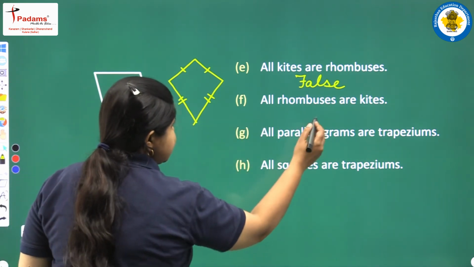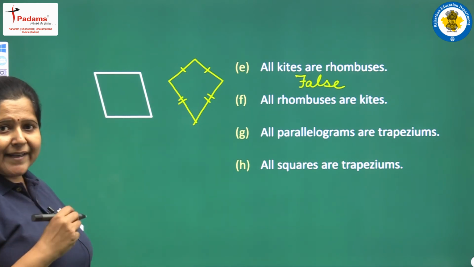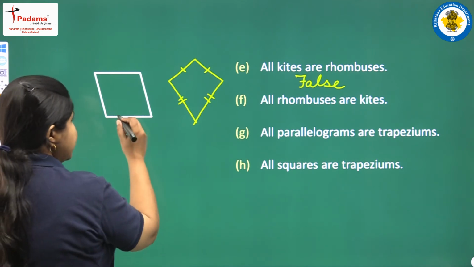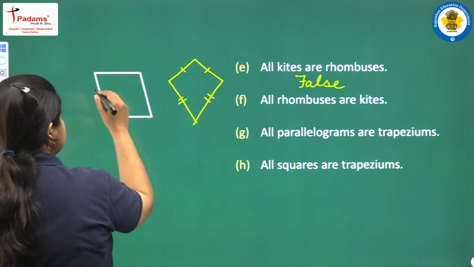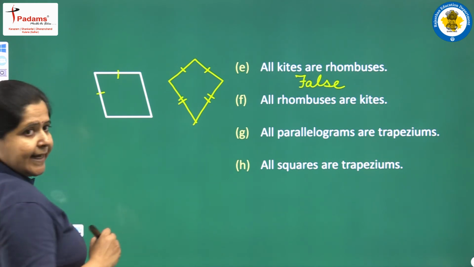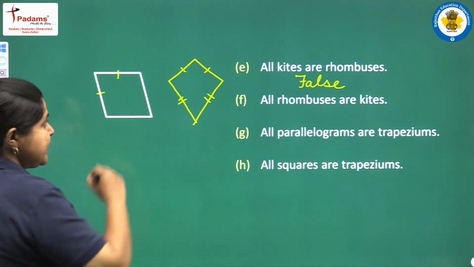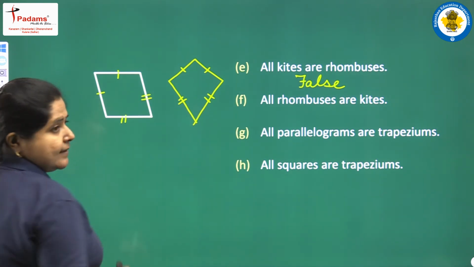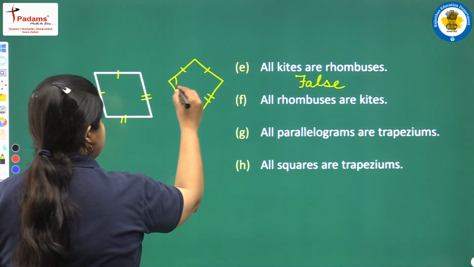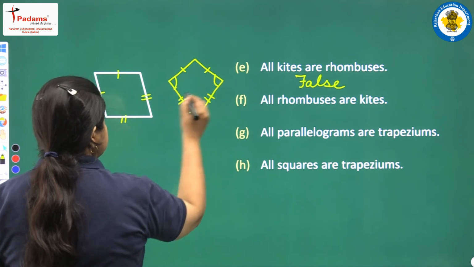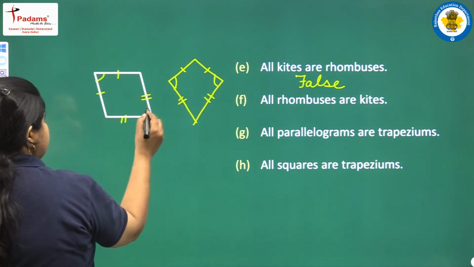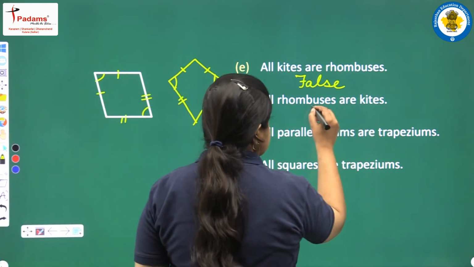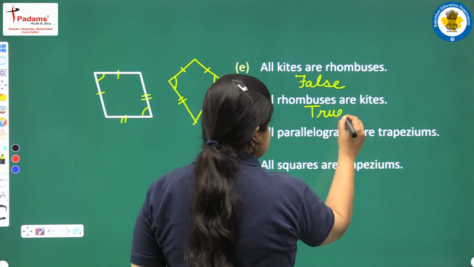Then all rhombuses are kites. Yes, we had discussed. Again, let me just make it clear to you that all rhombuses are kites. Here also we have these two sides, a pair of consecutive sides equal as they are in a kite, and these two sides are equal as they are in a kite. Again, here a pair of opposite angles is equal. Here also we have this pair of opposite angles equal. So we can say all rhombuses are kites. This is a true statement.